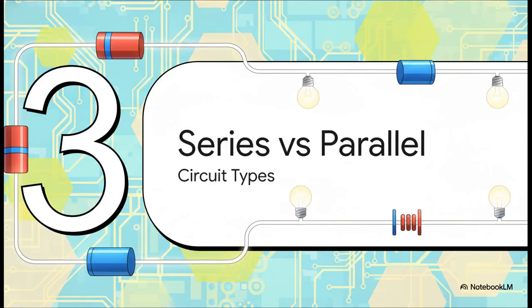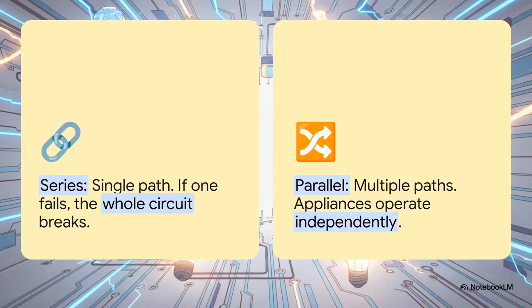All right, Section 3. Let's look at how we actually wire things up: series versus parallel circuits. So, there are 2 main ways to wire a circuit. In a series circuit, you have a single continuous path. The electricity literally has to go through every single component in order. But here's the massive catch. If one appliance fails, the entire circuit breaks. Imagine if one light bulb burned out in your kitchen and your whole house went dark.